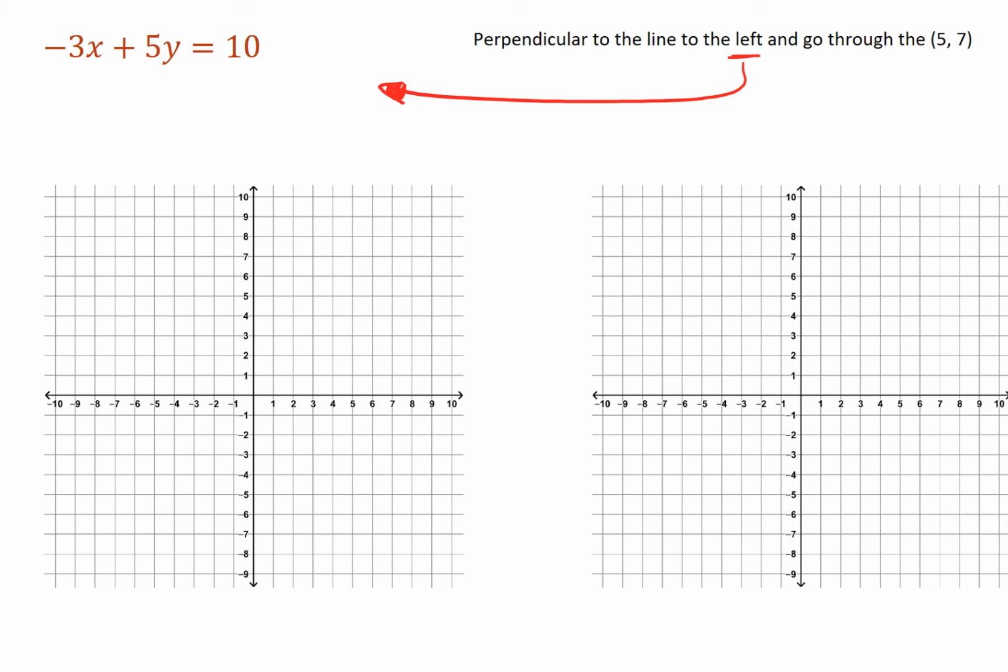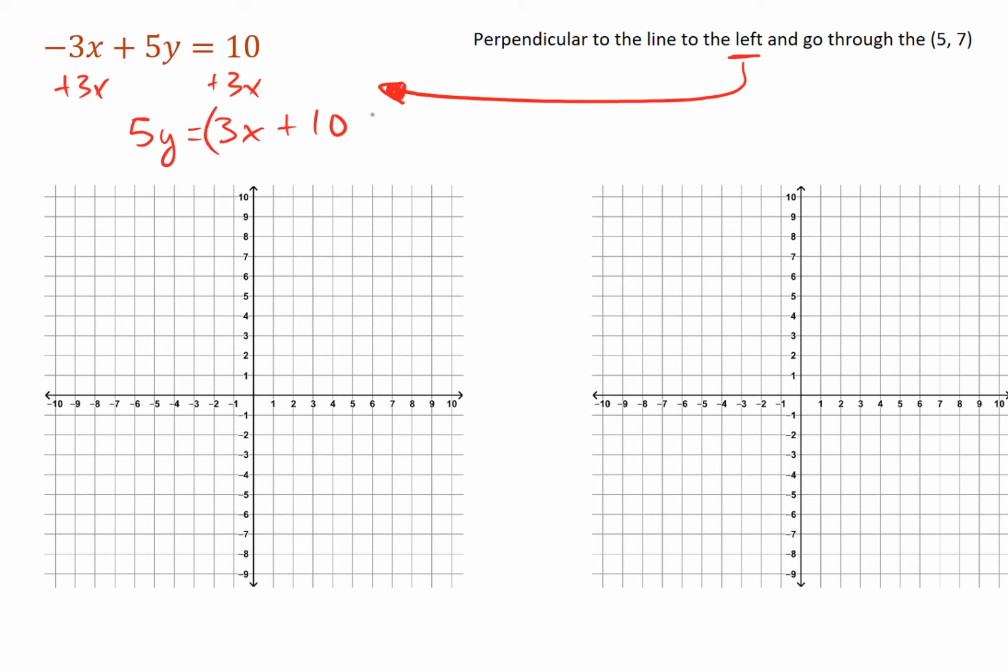And probably the most convenient way for me to do this is to transform this into slope-intercept form. So I'm going to begin doing that by adding 3x to both sides. So this equation becomes 5 times y equals 3x plus 10. And what I'm going to do next is multiply both sides by 1/5.